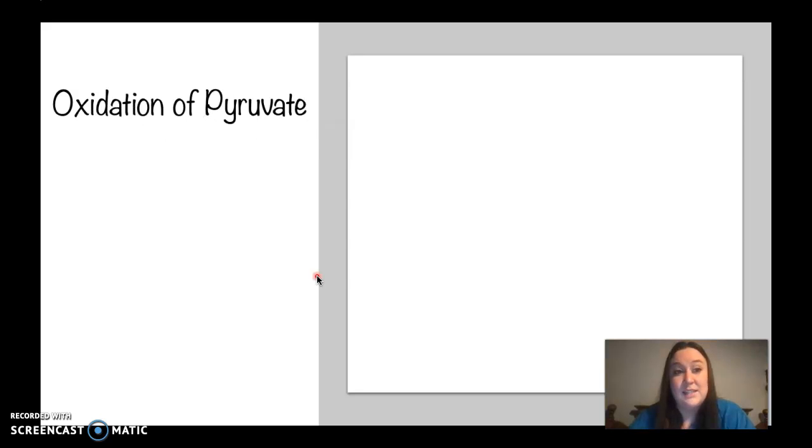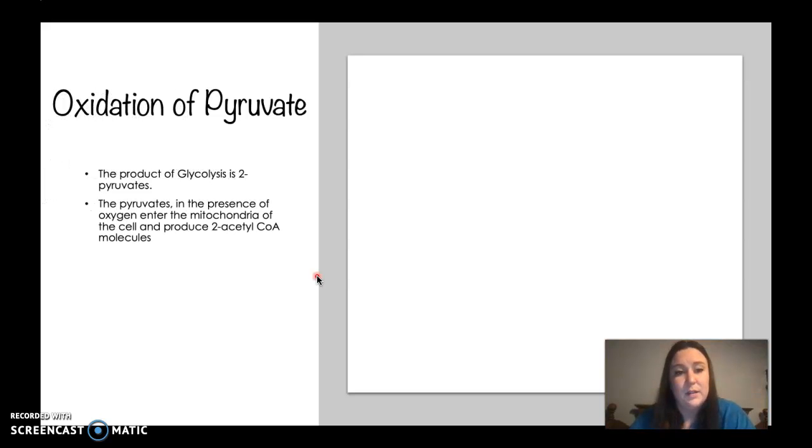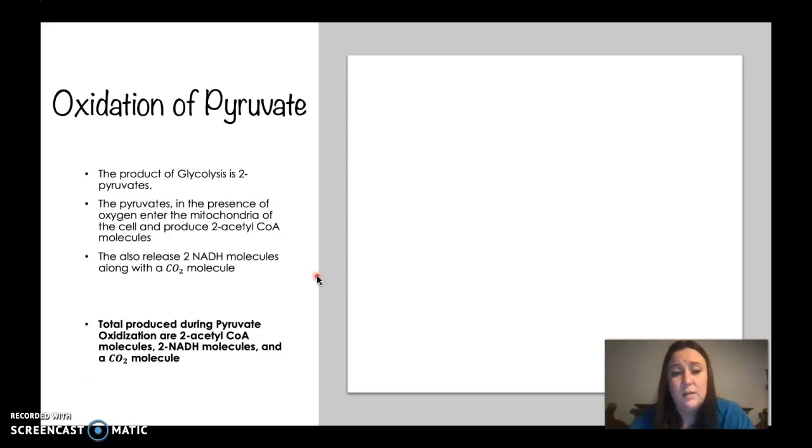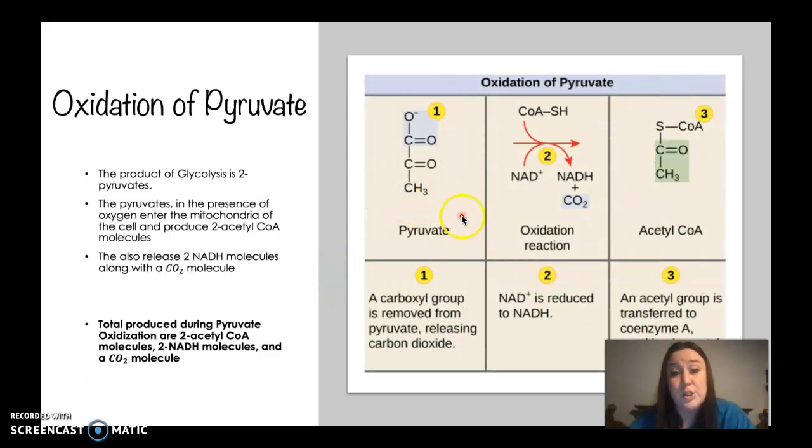In oxidation of pyruvate, the pyruvates are the product of glycolysis. In the presence of oxygen, they enter the mitochondria of the cell and produce 2 acetyl CoA molecules. They also release 2 NADH molecules along with carbon dioxide. Over here it shows us what we start with, the reaction, and what we end up with. It also explains what happens during this process.